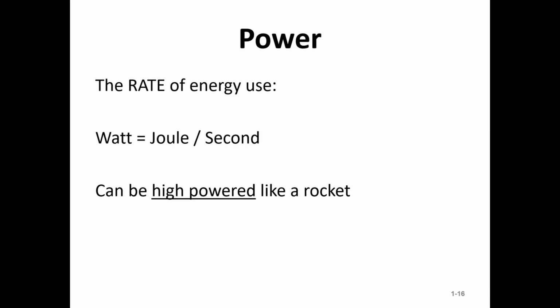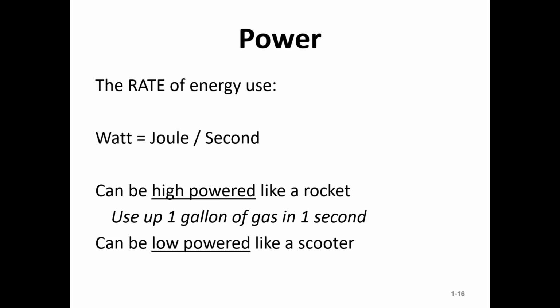So consider a gallon of gasoline. A high-powered rocket like Falcon Heavy, which doesn't use gasoline, but let's say it did, would use up that gasoline in a second. Actually, it'd use it up in a microsecond. But that would be high-powered. That same gallon of gas could be put in a scooter and you could drive for a long time. So one gallon of gas represents the energy, but if you use it really quickly, that's high power, and if you use it really slowly, that's low power, all right?